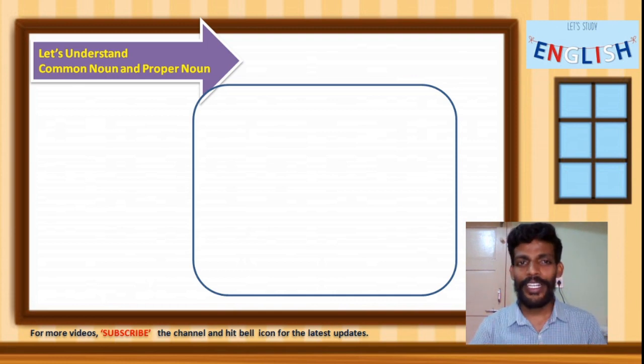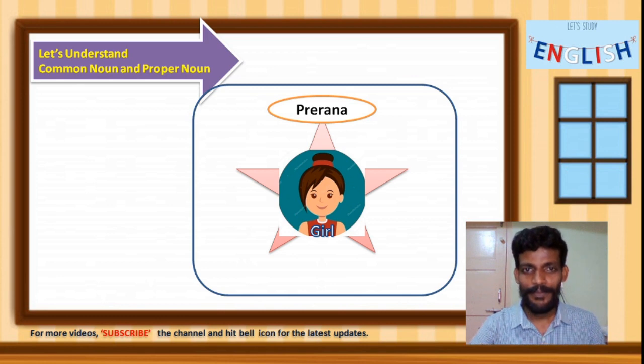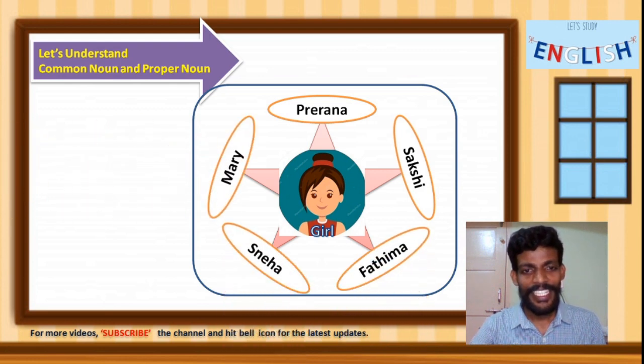Now let us try to understand that with the help of relevant examples. Now look at this. Who is there in the picture? That is a girl. Okay, it is a girl. Now let us see. Prerana. Who is Prerana? It's also a girl. Sakshi, also a girl. Fatima, okay, Mary and Sneha. These all are the names of girls.